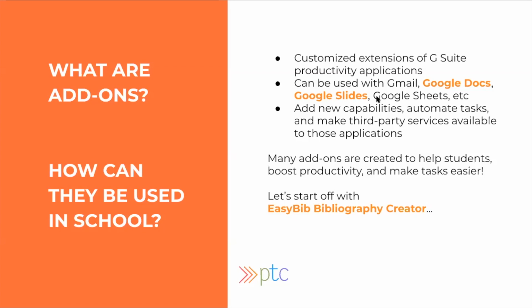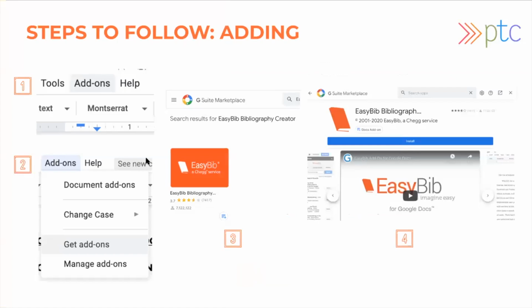Let's all try to install the add-on EasyBib Bibliography Creator. This add-on allows you to create a bibliography for your research paper. To install an add-on, you must do the following steps. First, click on the Add-ons menu item in the top menu bar. After clicking on Add-ons, you will see a drop-down menu. There, you will see it says Get Add-ons. Click on that and you will be in the G Suite Marketplace.